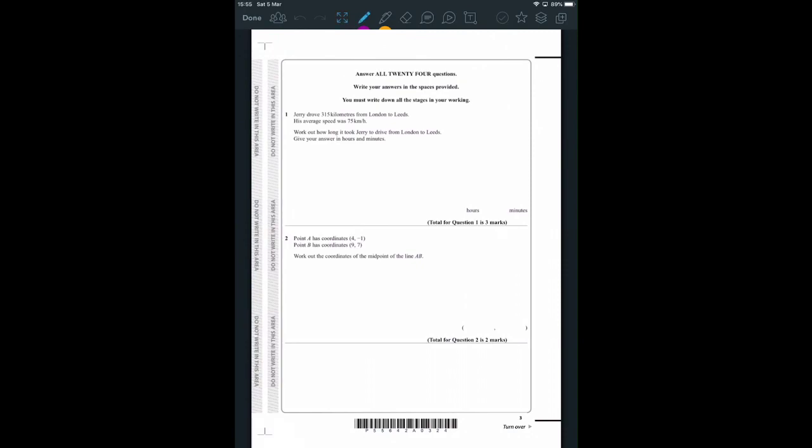Starting with question 1. Jerry is driving from London to Leeds with an average speed. We want to work out how long it's going to take him. So speed equals distance over time, rearranging that, time is distance over speed. Checking the units are correct, it is kilometers per hour and kilometers. So you can do the division into our calculators, and that gives an answer of 4.2.